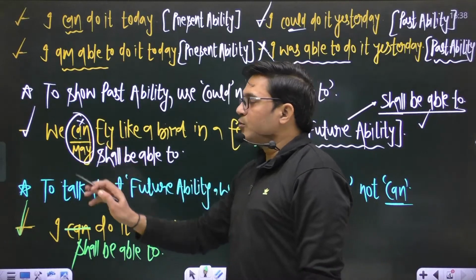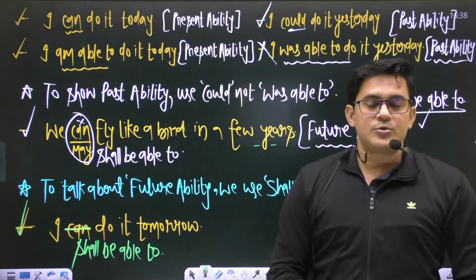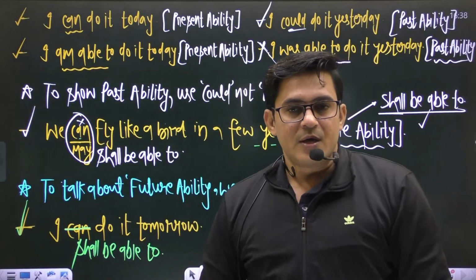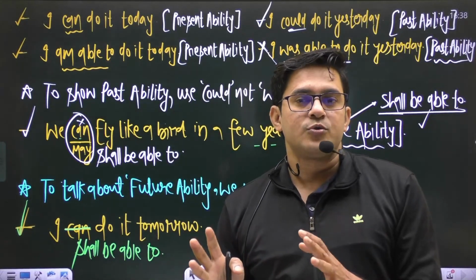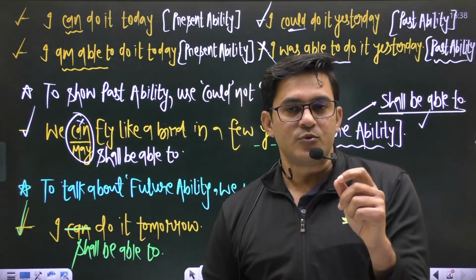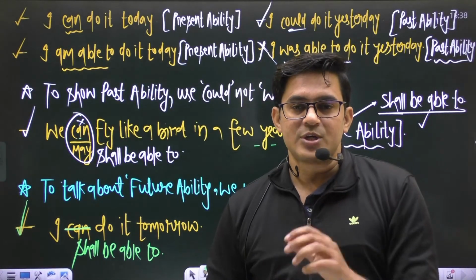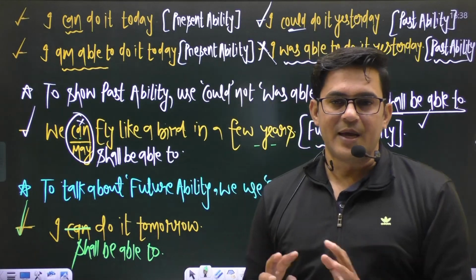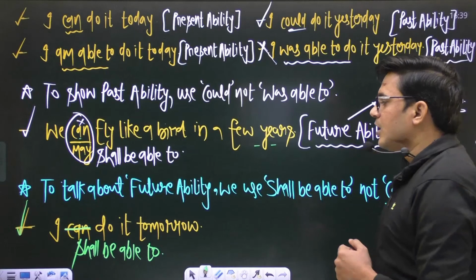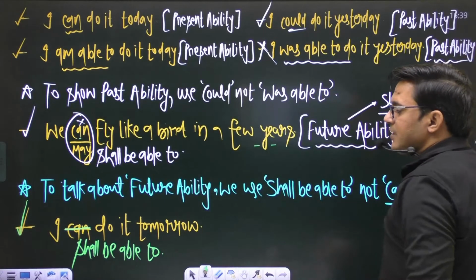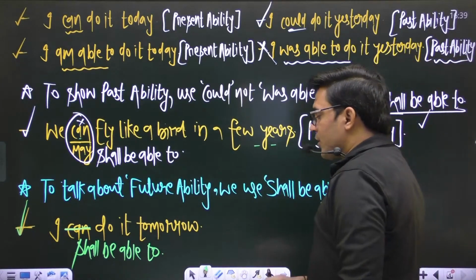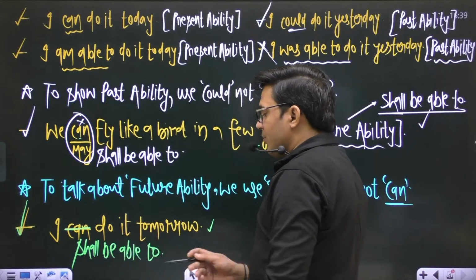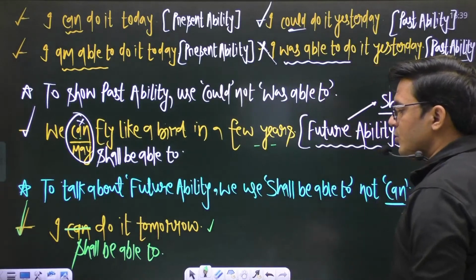Actually, you know it very well. We use can to show present ability, and to show past ability we use could, right? But whenever you want to show future ability, in that case we use shall be able to, in place of can or may or something else. Can, could, both are wrong. In the last sentence, I can do it tomorrow, this is also future ability, and replace can with shall be able to. I shall be able to do it tomorrow.